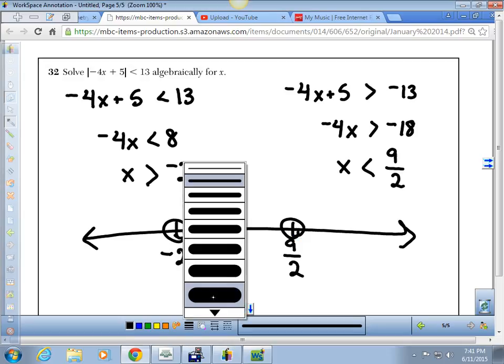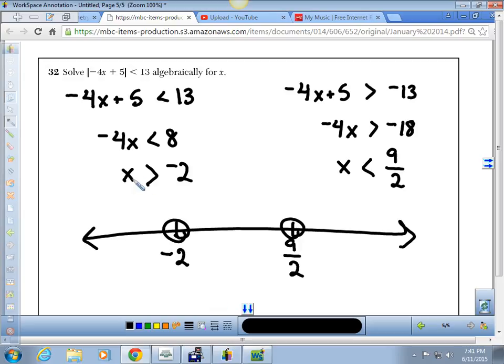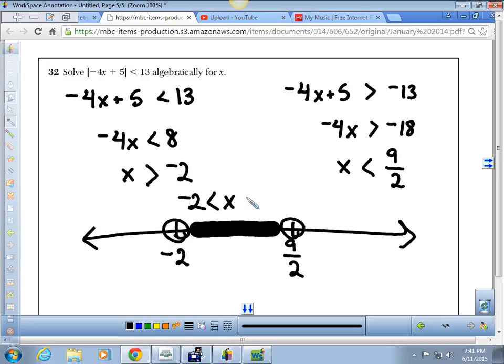Okay. And now, which way do I shade? Which way is greater than negative 2? To the right. And which way is less than 9/2? So where are we shading? We're shading in between them. This right here means that x is greater than negative 2, but at the same time less than 9/2. This is our and statement. x is greater than negative 2 and less than 9/2.